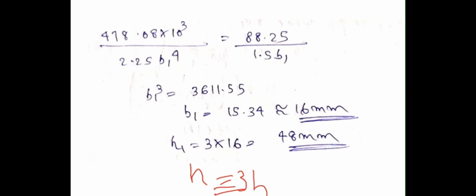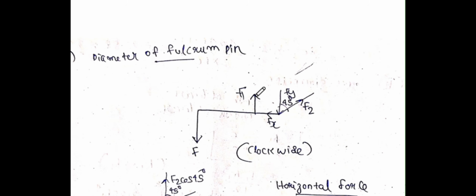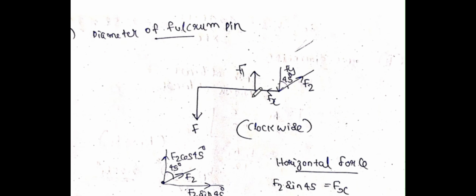Let's look at the third part of the question. This is the third part of the question. So this part you have to look a little bit seriously. We are asked to find the diameter of the fulcrum pin. So to determine the diameter of the fulcrum, we have to draw the free body diagram of the forces acting on that lever. So this is the point of the fulcrum, say for example O.